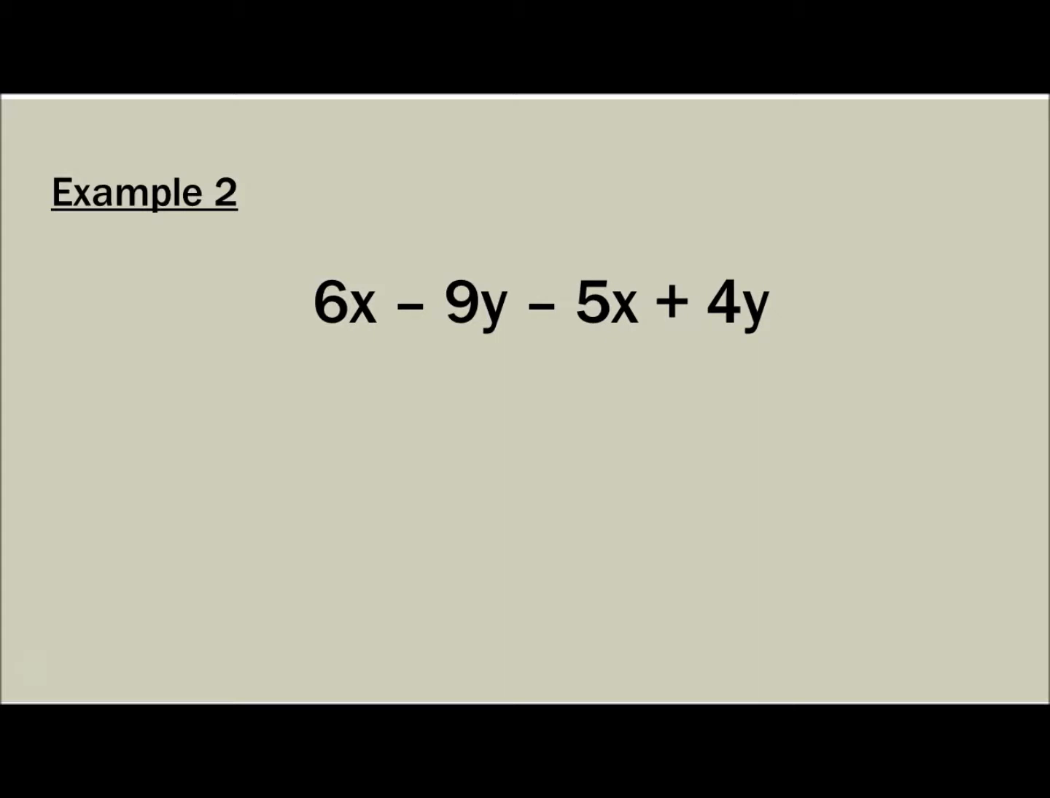Now once we're here, we're going to go ahead and combine like terms. We're combining the 6x and the minus 5x. We also combine the 4y and minus 9y. Let's go ahead and show that. I just swapped the middle two terms. Now 6x minus 5x and then minus 9y plus 4y will give us positive 1x minus 5y.